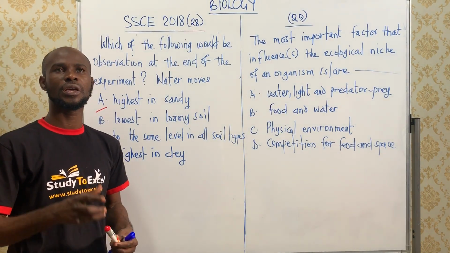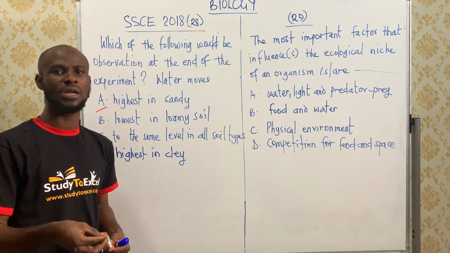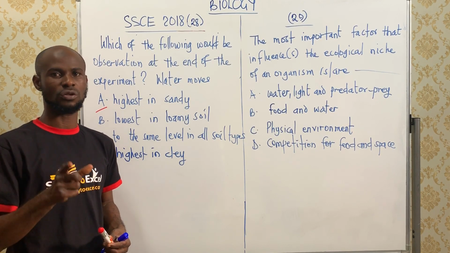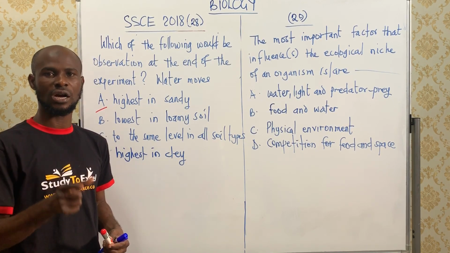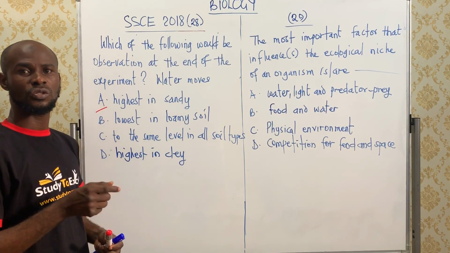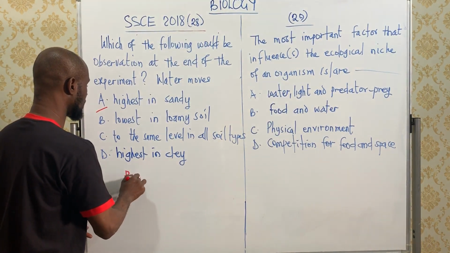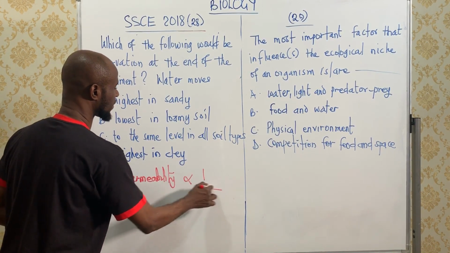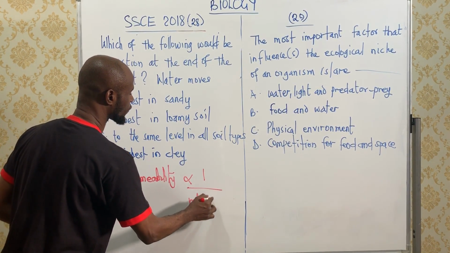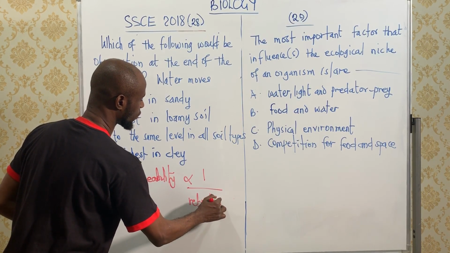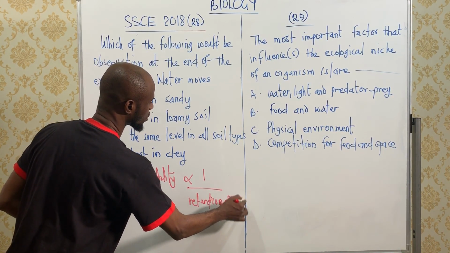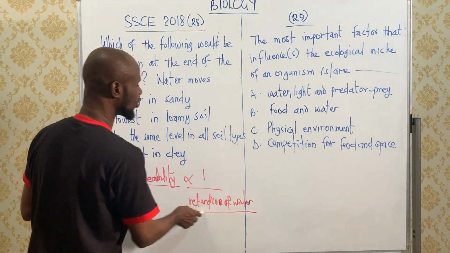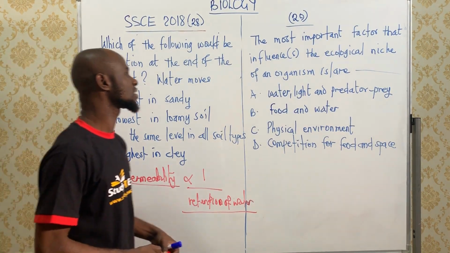I want you to get the formula. Permeability of water is inversely proportional to retention of water. Take note of that. What do I mean? Permeability, that is, the ability of water to move, is inversely proportional to retention of water. So that means that if the sandy soil has the highest permeability, it is going to have the lowest retention. Take note of that. Now let's go to the next question.